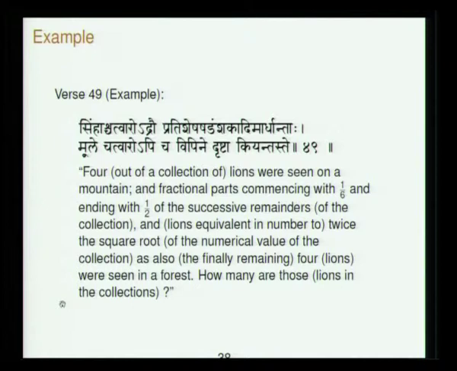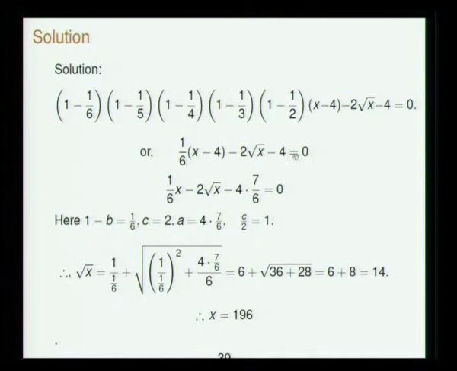So, essentially the problem is this. Four of them were seen on the mountain. So, you subtract that. Of the remaining, 1/6 went away like that. So, it is 1 minus 1/6 of this that was remaining. Out of that, 1/5 went. So, like that. So, this is x minus 4, and then minus twice the mula. If you subtract that also, 4 was finally remaining, if you subtract twice the mula of the original number. So, what you get is an equation like this, x minus 4 into this. So, one can solve it, and x is equal to 196.